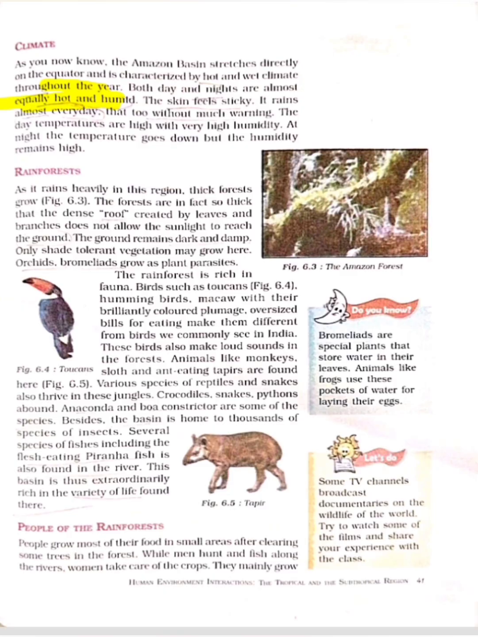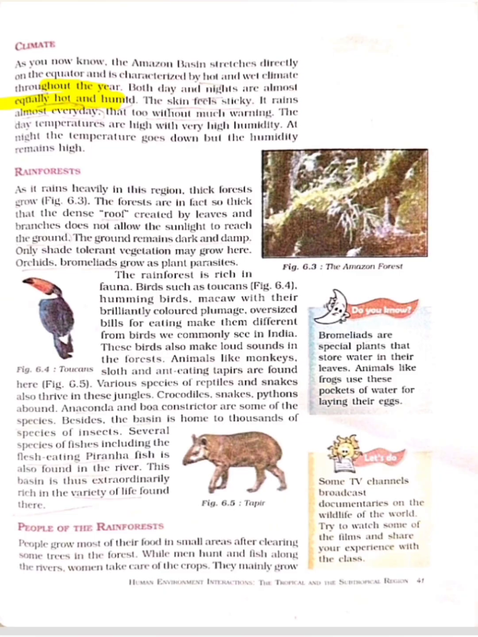Shade-tolerant vegetation may grow here. Orchids and bromeliads grow as plant parasites. Different flora grows. The rainforest is also rich in fauna, which means the animals. Birds such as toucans, which you may see in the figure, hummingbirds, and macaws, with their brilliantly colored plumage and oversized bills, are different from the birds we commonly see in India. These birds also make loud sounds in the forest. Animals like monkeys, sloths, and tapirs are found here. Various tapirs you see in the figure.